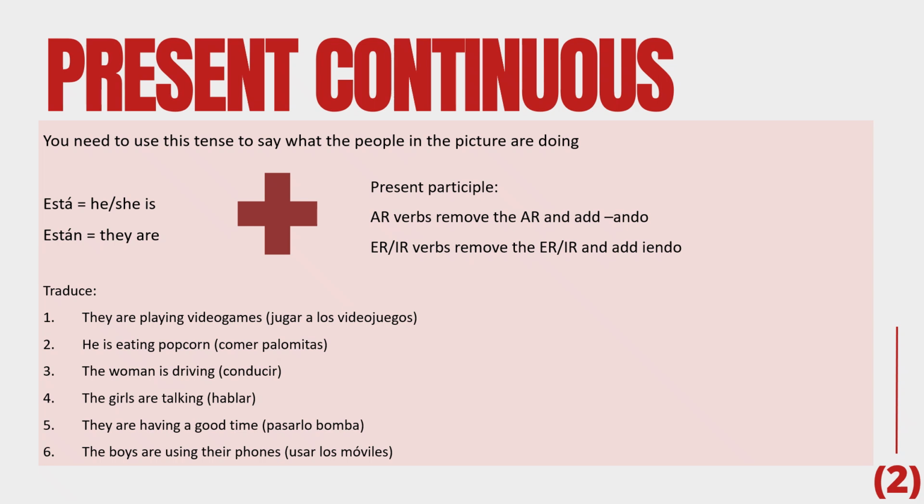So an example, if you're not sure what I mean, they are playing video games for number 1. They are would be están. Playing video games, jugar is an AR verb, so I remove the AR and I add ando. So están jugando a los videojuegos would be my answer to number 1. So now I want you to pause the video and see if you can work out the translations for 2, 3, 4, 5, and 6. Be careful, number 5 is a bit of a challenge there, and then come back when you're ready for the answers.